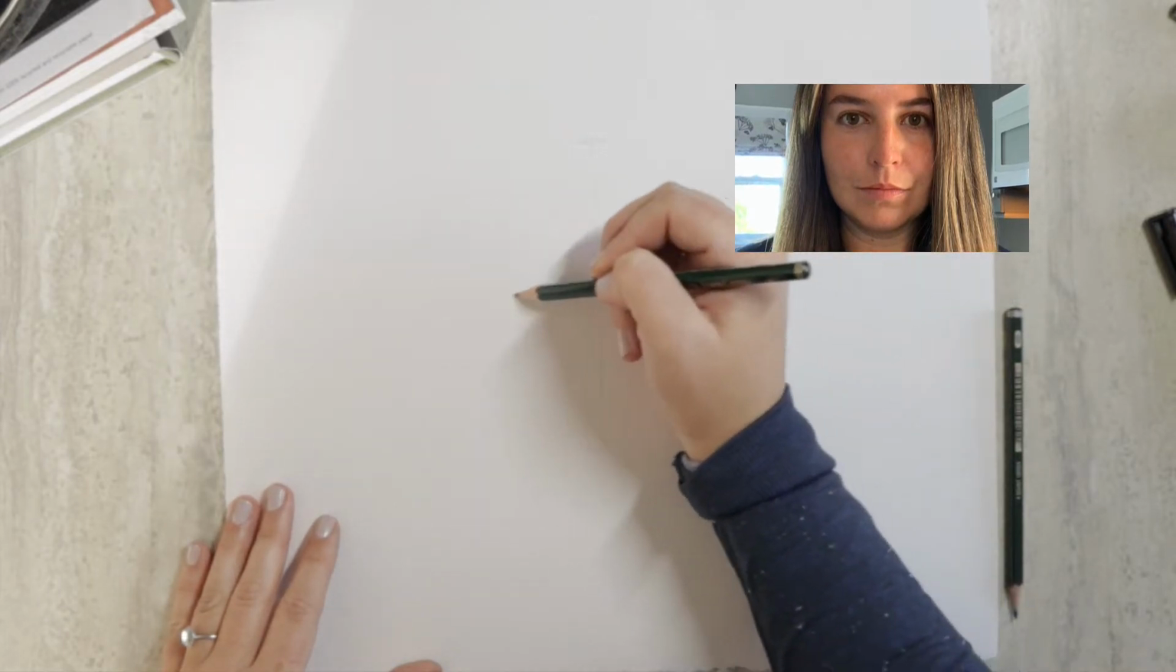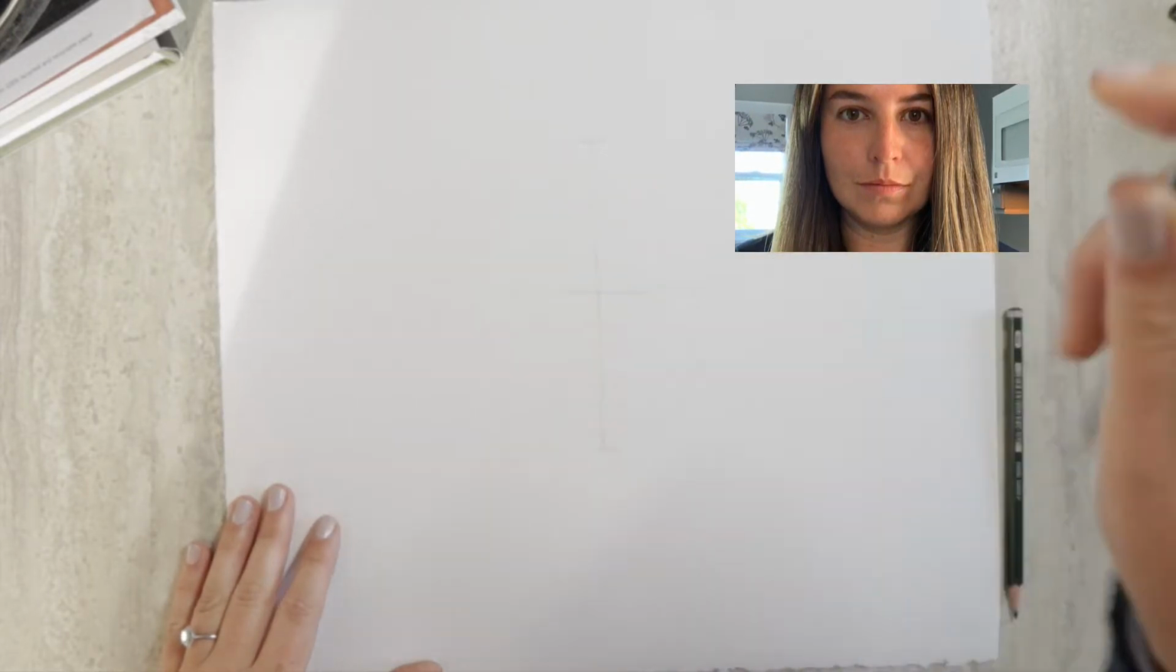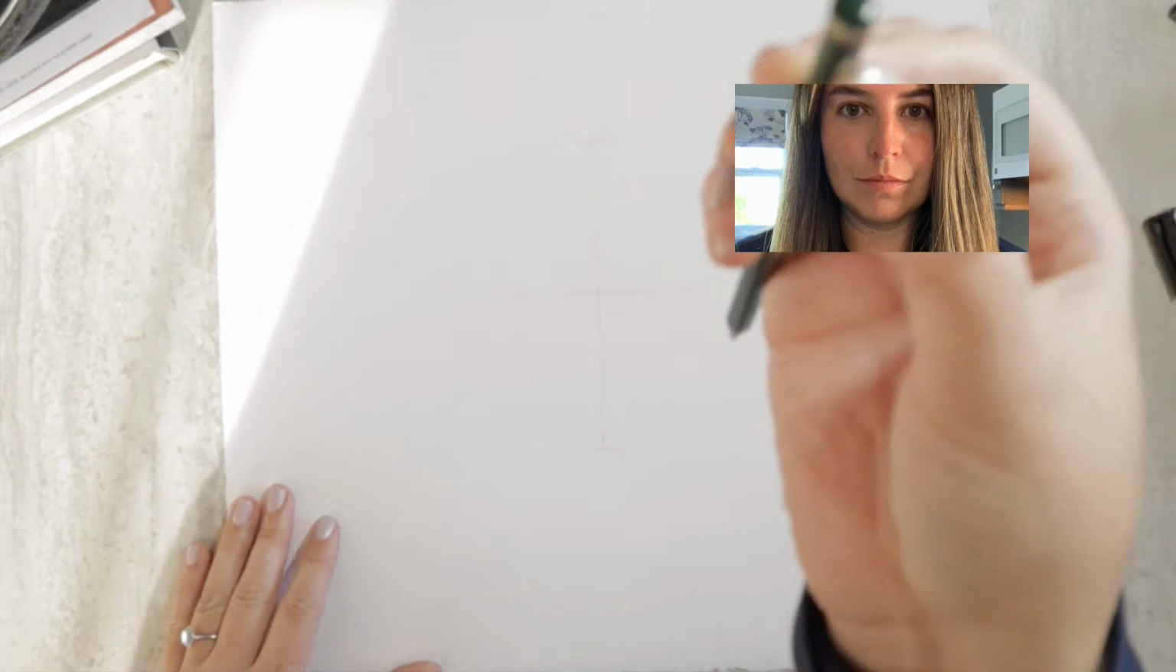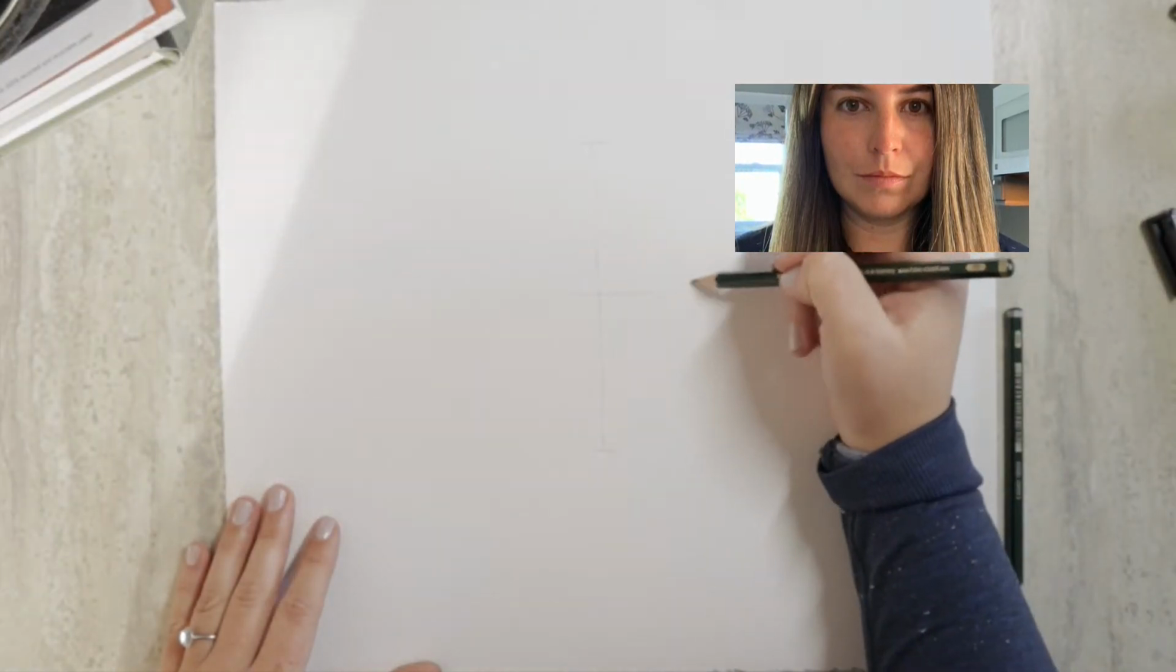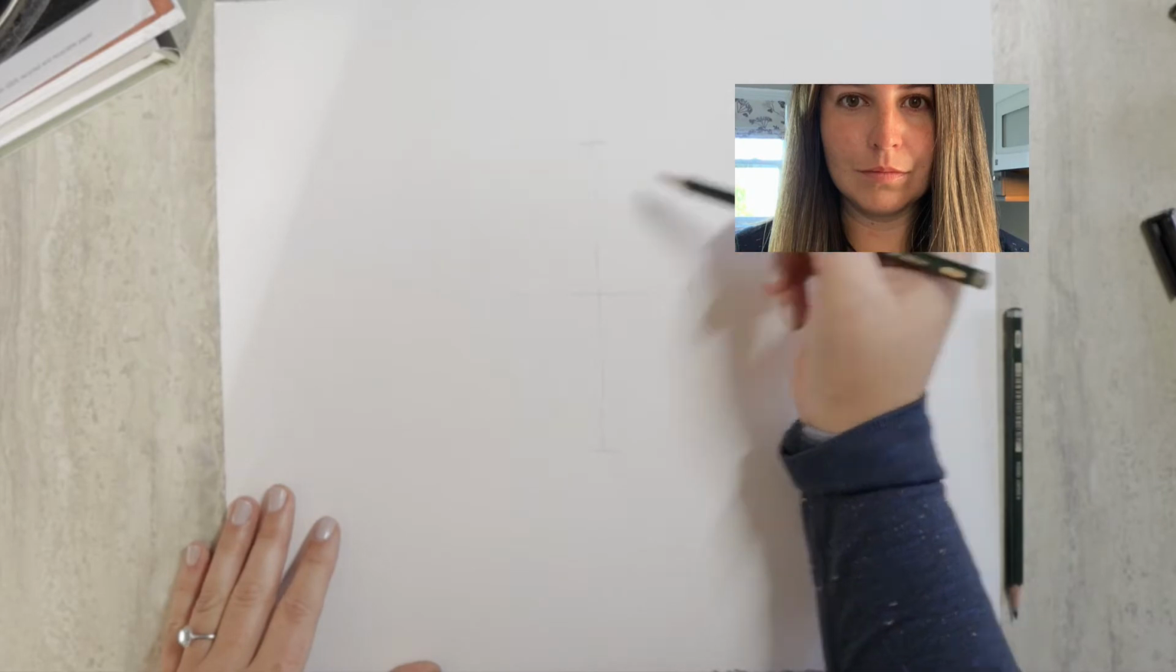Number 3, between your top and bottom line, draw a line in the middle. This will represent where the eye line is, halfway down the head. Not up on the forehead. Eyes are never up there.